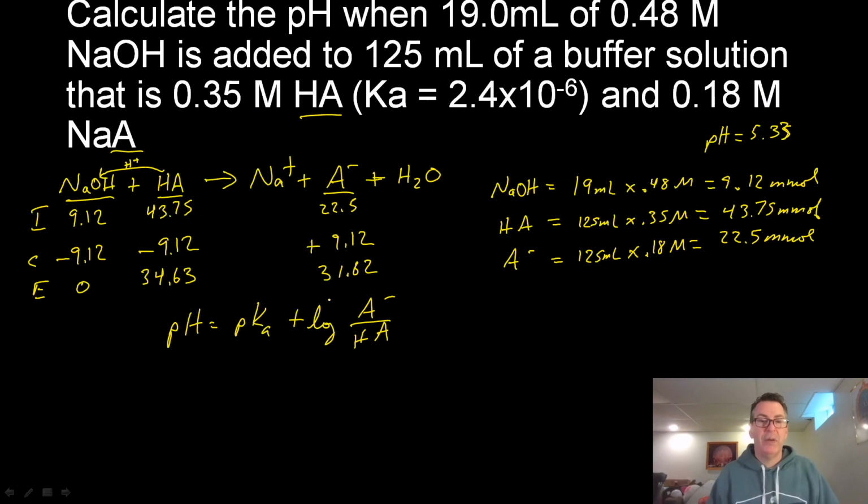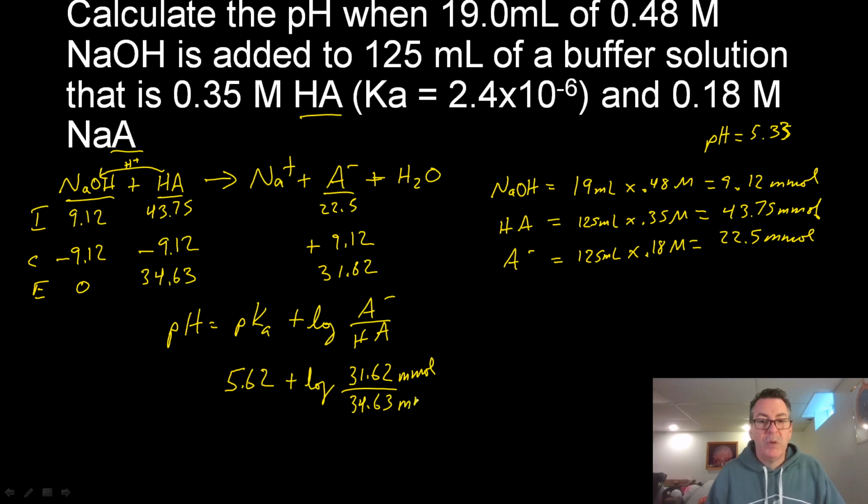That's the same equation I wrote all the way back at the beginning. Remember, it's not products over reactants. Here it happens to be, but again, it's the conjugate base over the weak acid. The pKa is still the same 5.62. That's just because of this weak acid HA and its Ka value. Plus the log of the A-, that's 31.62. That'll go in the numerator. Again, that's millimoles divided by the 34.63 millimoles. That goes in the denominator. And you do the math on that, and you come out to 5.58.